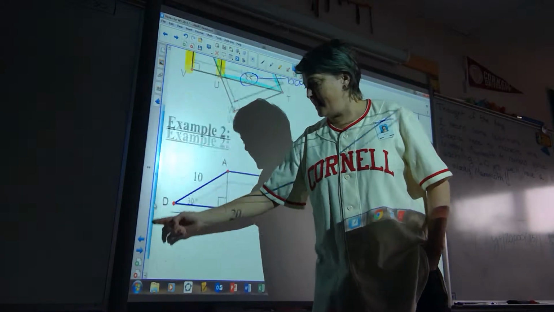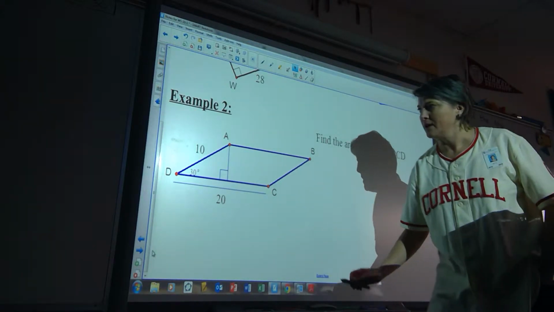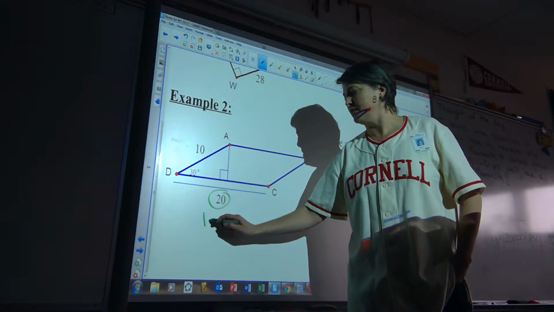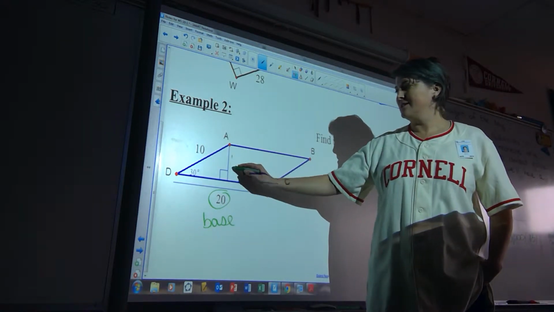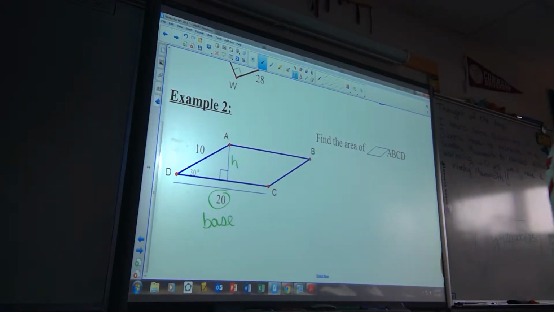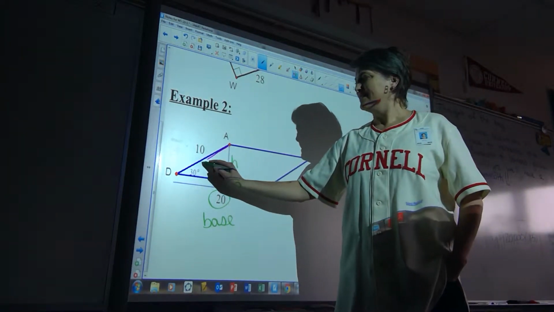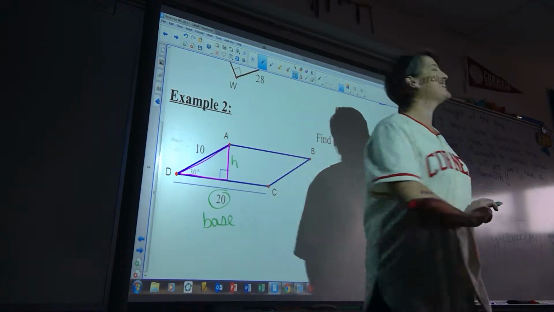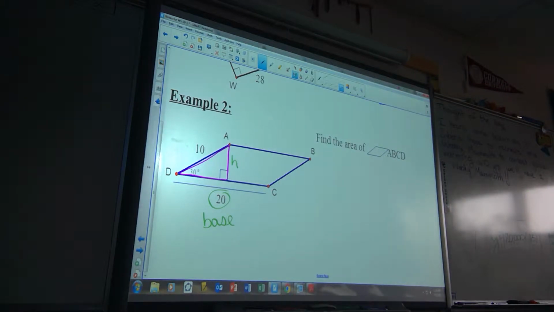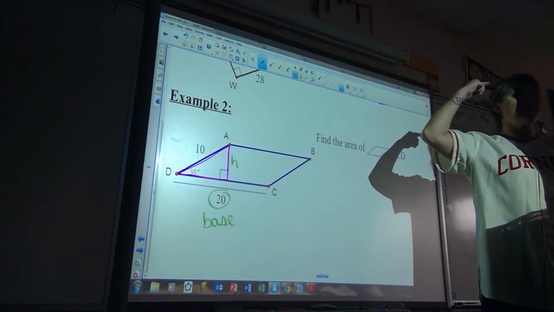So then let's see, this one, we've got ourselves a parallelogram. I think we could absolutely call this the base. But if that's the base, this is the height. And we don't know that. But notice that the height is a part of a 30, 60, 90 right triangle. So we got to go back to chapter 7.